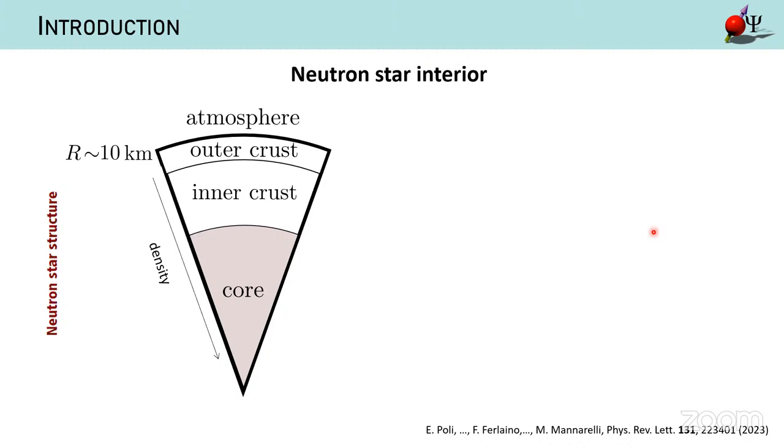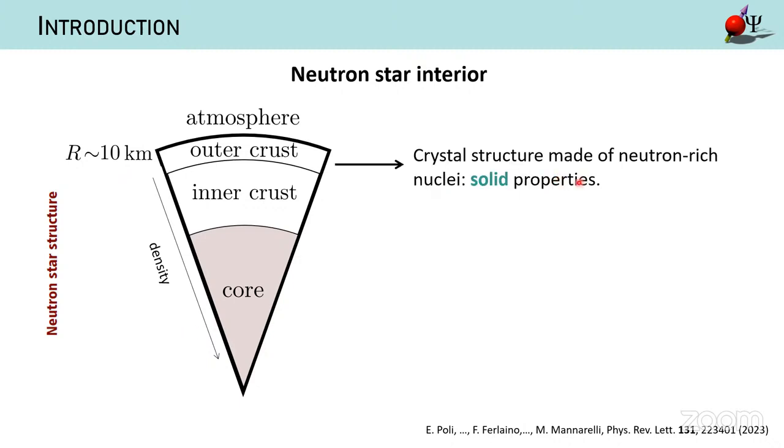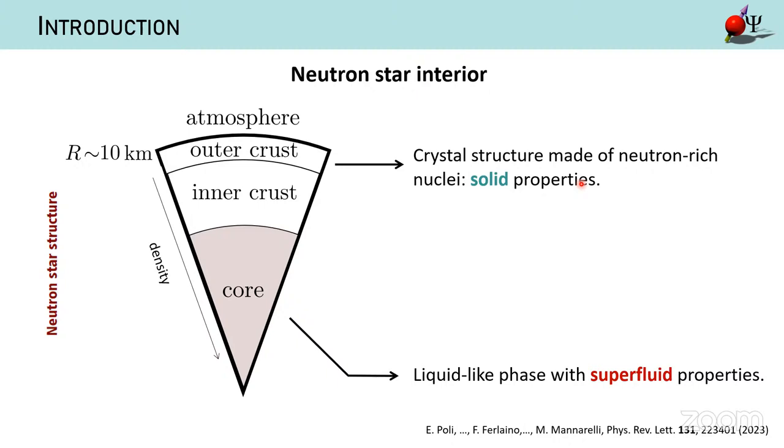This is just a small sketch, but the neutron star is believed to be divided into different internal regions with the density increasing with the radial depth. And we have the outer crust, which is a crystal structure made of neutron-rich nuclei, and it is expected to have solid properties. Then the composition of the core is mostly unknown, but because of the very high densities, it is expected to have liquid-like phases with superfluid properties. And in the sandwich in between the outer crust and the core, we have the inner crust, which is expected to have both solid and superfluid properties.